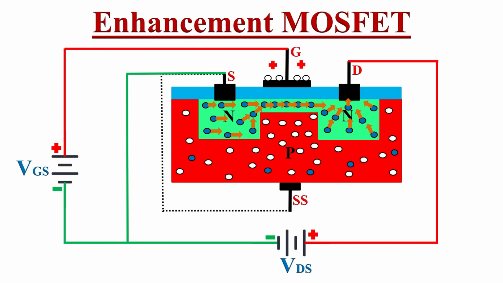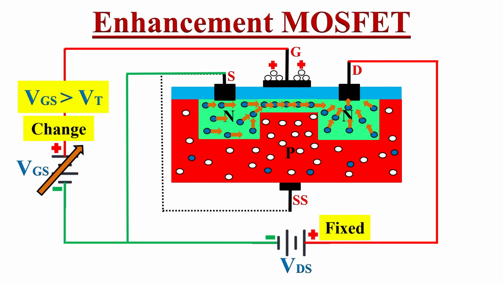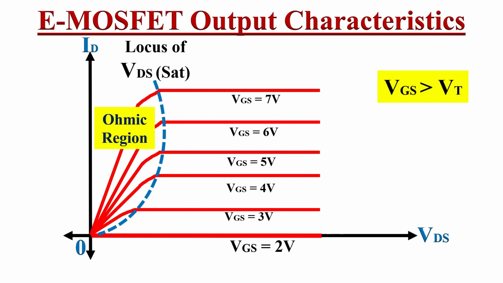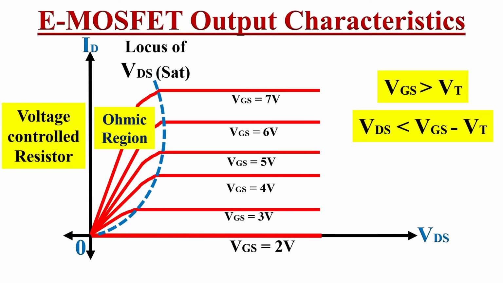This is because for a fixed value of VDS, as we change the voltage VGS, where VGS is greater than VT, the width of the channel will change, or we can say that the channel resistance will change. So whenever VGS is greater than VT and VDS is lesser than VGS minus VT, in that case the MOSFET operates in the ohmic region. So it can be operated as a voltage controlled resistor.